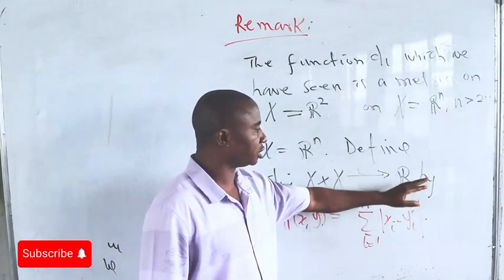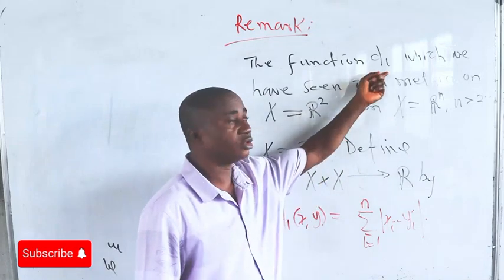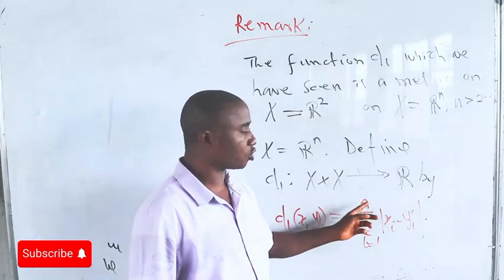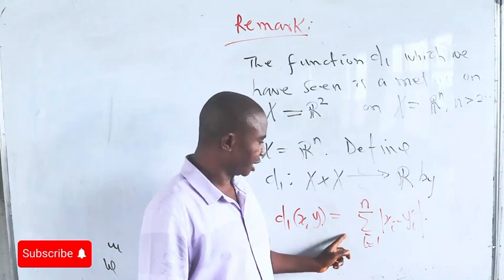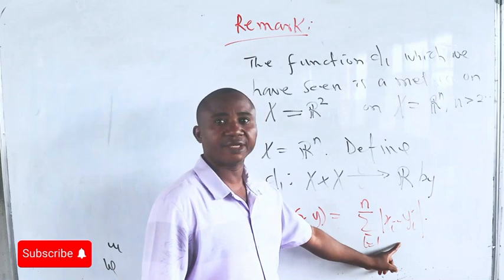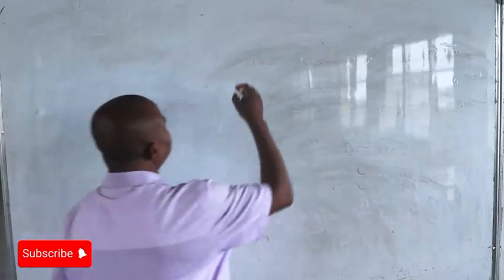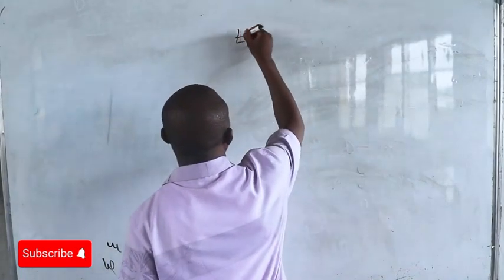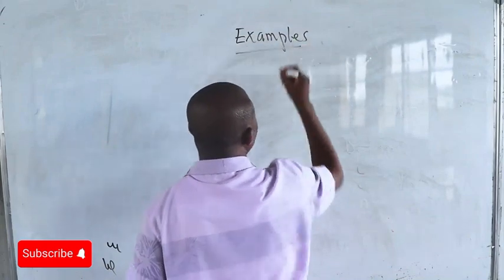The verification is exactly the same argument as the one we did for the case n equal 2. So I leave it for you to check on your own that this function so defined is a metric on Rn. Yet another example.